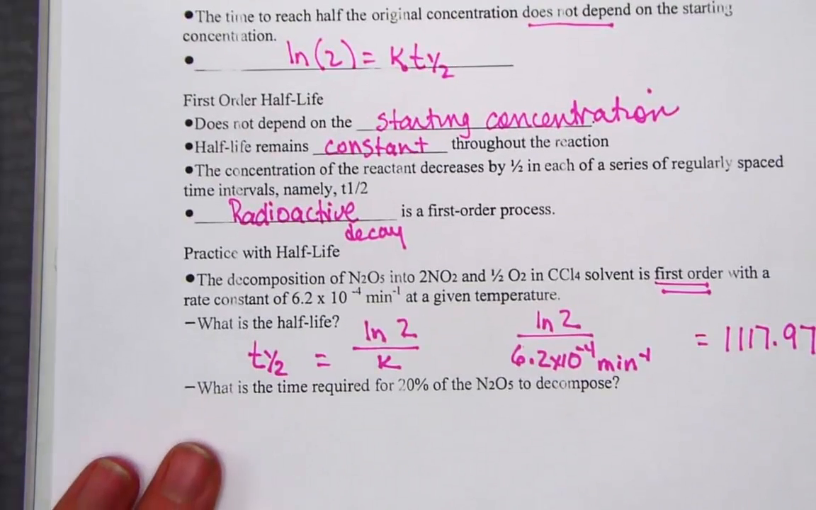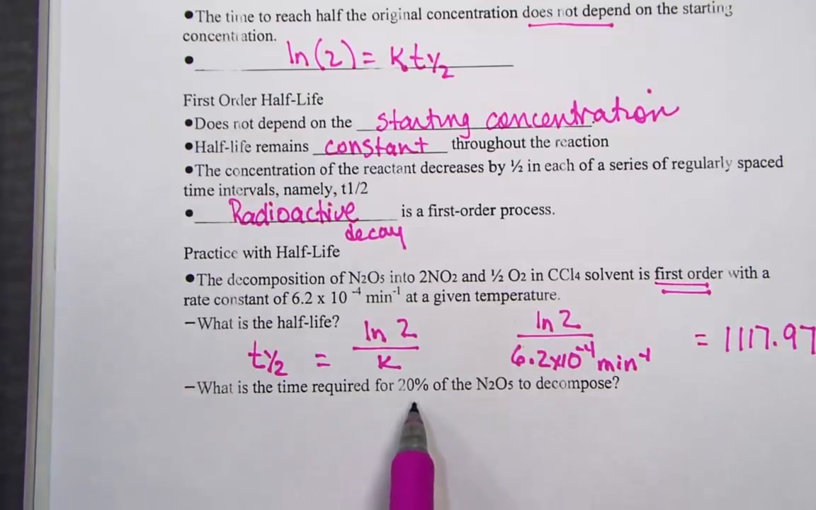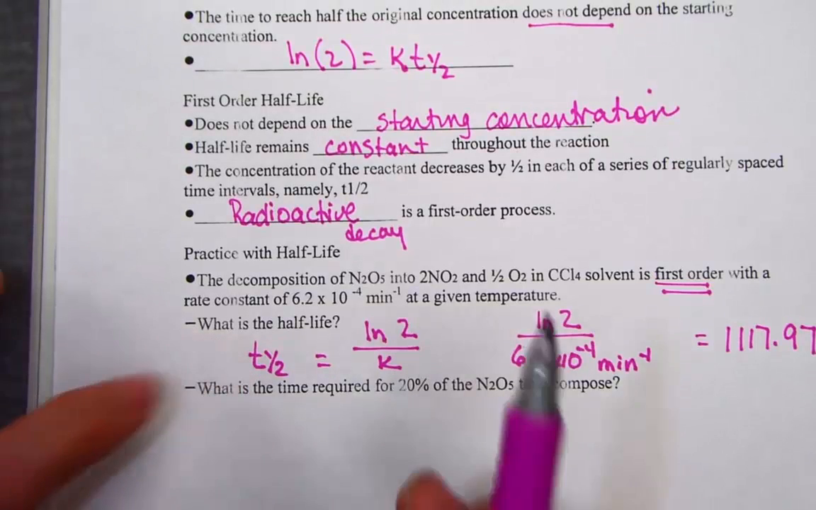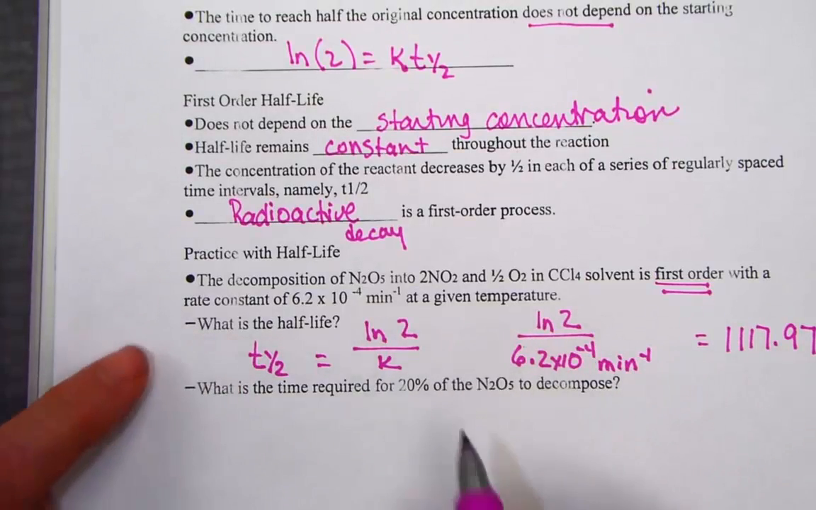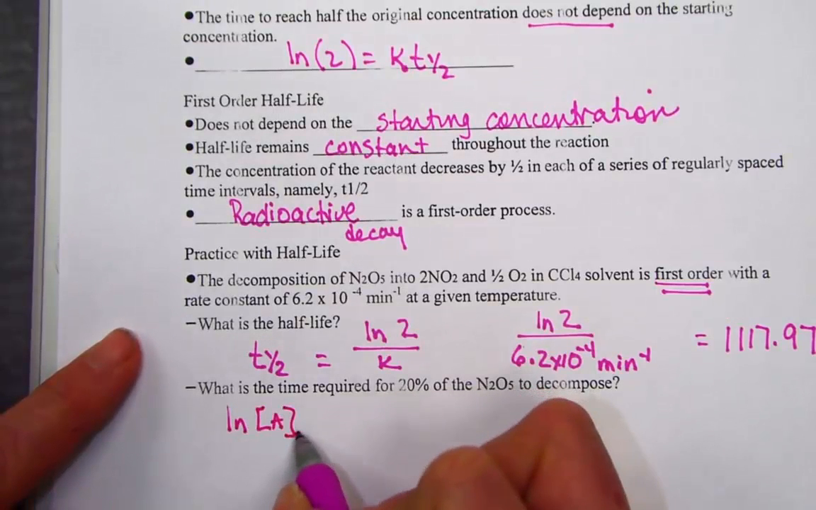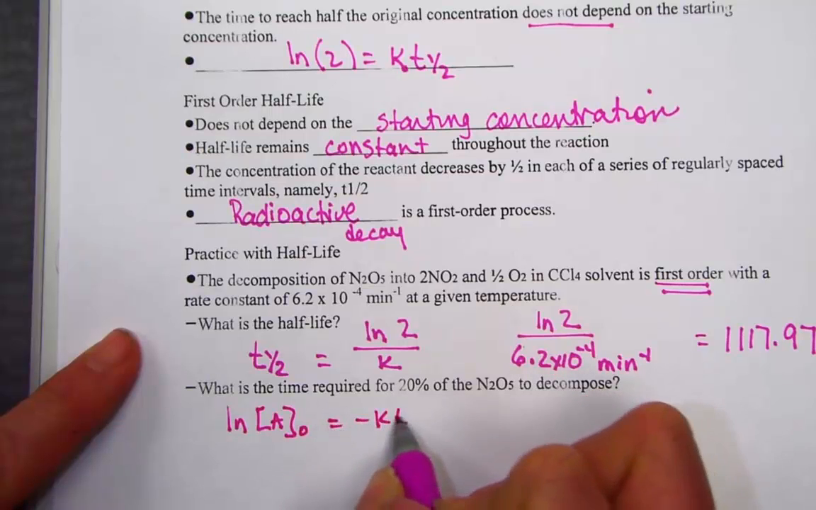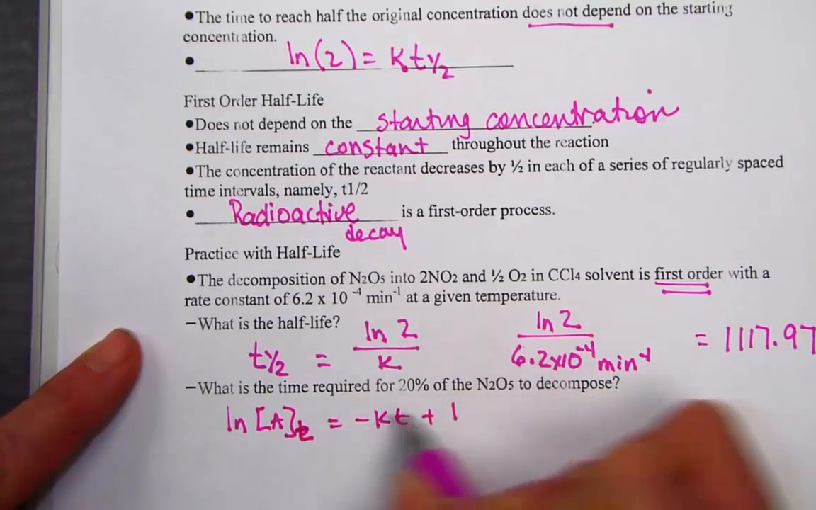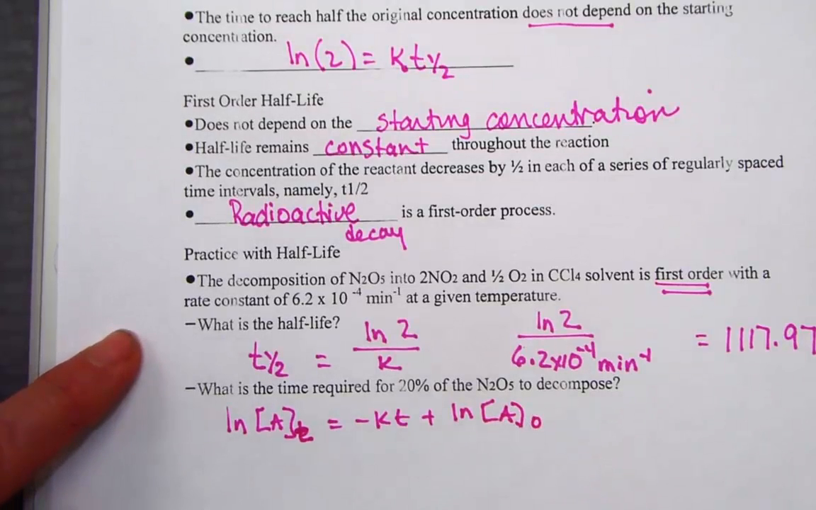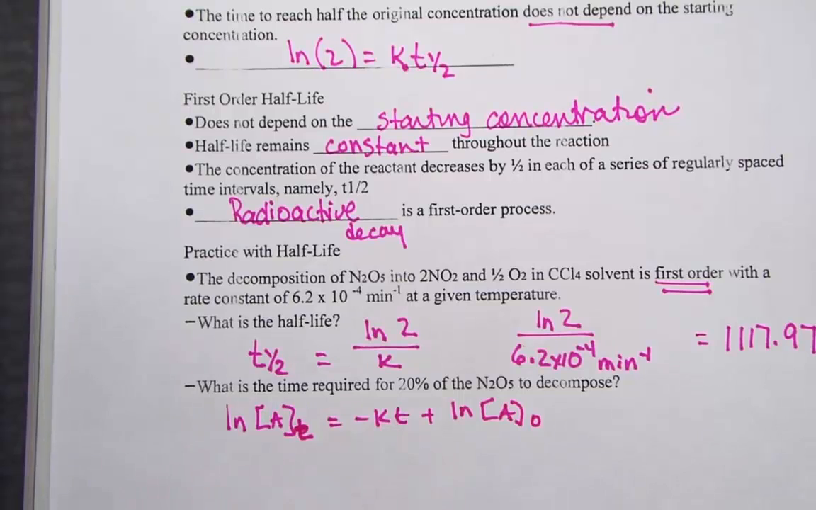Down at the bottom, what is the time required for 20% of N2O5 to decompose? 20% is not half, so I would not use the half-life formula. That's only convenient if it's indeed exactly 1/2. But I can use my first order, where the natural log of our reactant at any given time is negative kT plus the natural log of the original amount. So we want the time. T becomes our target variable.